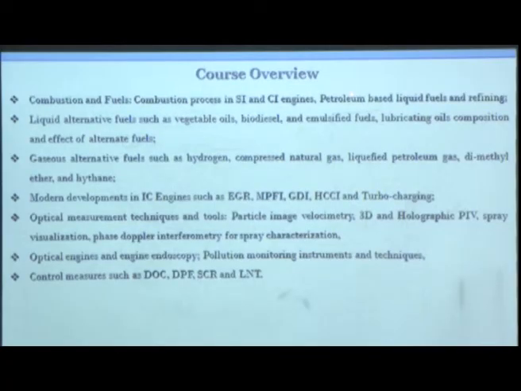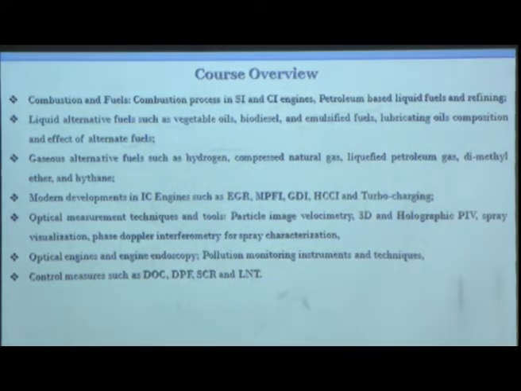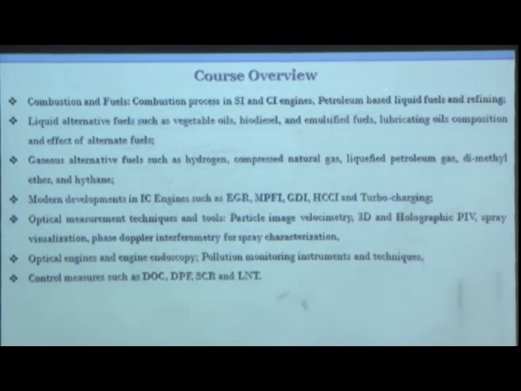In this course, we will be starting with combustion and fuel. We will be looking at combustion processes in SI engines. You can note down. And we will also look at petroleum-based liquid fuel and the refining process. And then we will be looking at alternate liquid fuels, for example, vegetable oils, biodiesels, alcohols such as ethanol and methanol, emulsified fuels. We will also be looking at lubricating oil compositions, and if you change to alternative fuels, what will be their effect on the lubricating oil? Because that's also a very, very important feature if you want to switch over to another fuel.